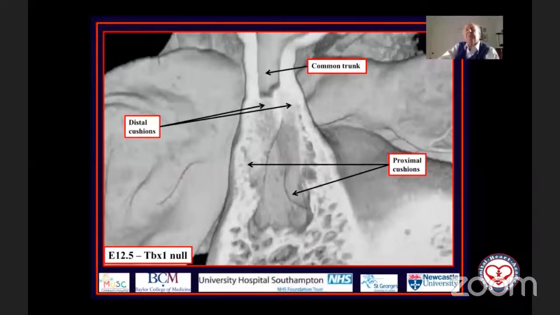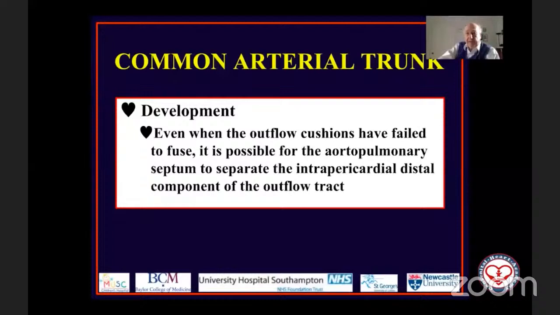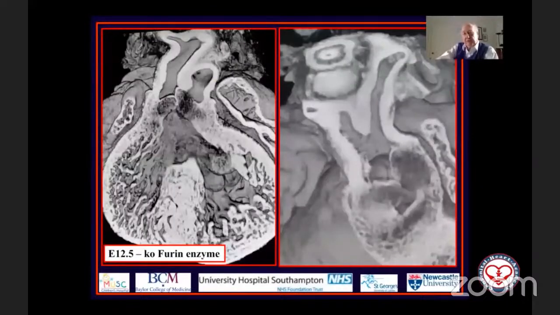So here you see the potential three parts of what we are going to be considering as a ventricular arterial defect. The arterial part, common trunk, the middle part, the distal cushions, the ventricular part should be separated by proximal cushions. And this is important because even when the cushions themselves have failed to fuse, and remember, they separate the middle part, the proximal part, it is still possible for the aortopulmonary septum to separate the intrapericardial part.